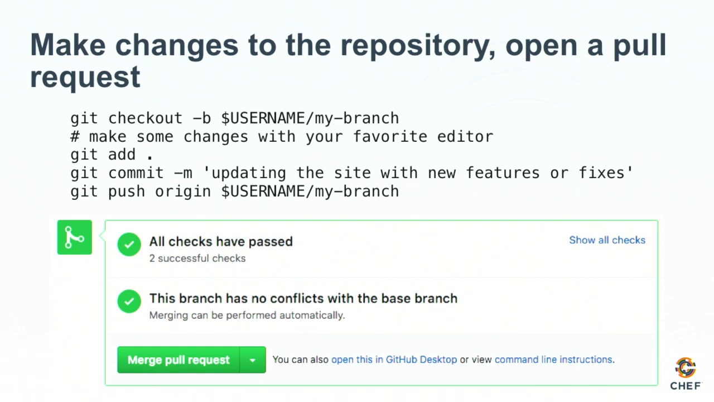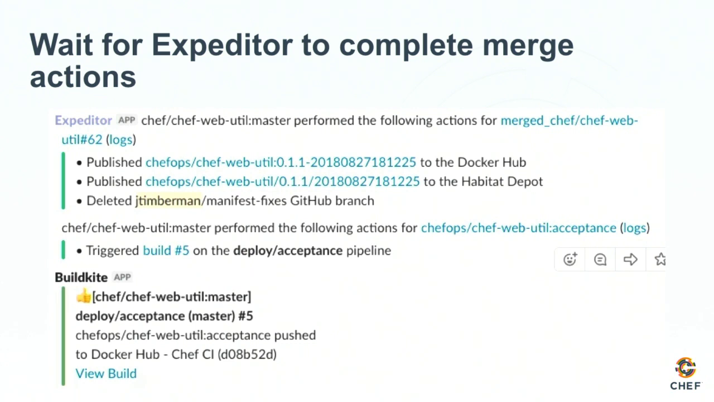Then you git add, you do your commit, and you push your branch up, and then you see all your checks have passed. There's no conflicts with the base branch, and we can just merge. Then Expeditor will do its stuff, and it reports all of the actions into Slack. It also has a dashboard that we can look at and watch if we want to, but often we'll just see the things pop up in Slack right away. Depending on the package, some of the packages have to compile Nokogiri, so it downloads the world for that.